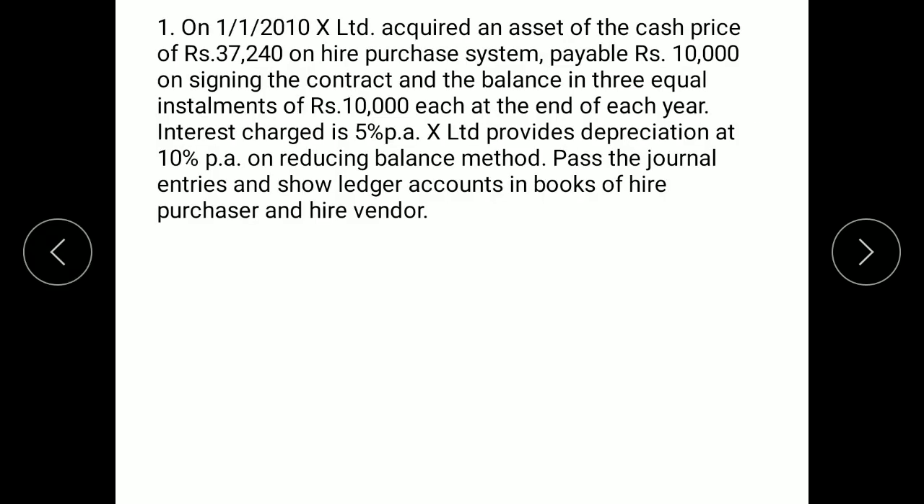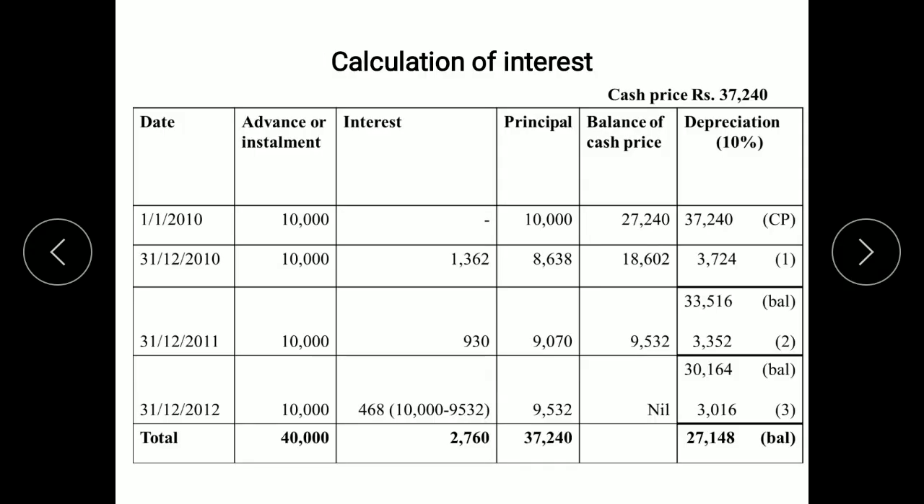In this question, the cash price is less than the hire purchase price, so the interest amount is included in the installments. So this is the way we have to do the calculation. Beginning of the year, the advance paid 10,000. When advance is paid, interest will not be calculated, interest will not be paid. So the principal amount is 10,000.